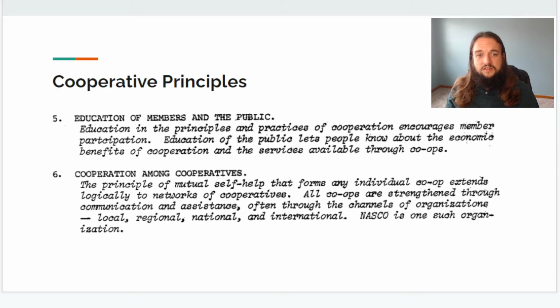And 6, cooperation among cooperatives. The principle of mutual self-help that forms any individual co-op extends logically to networks of cooperatives. All co-ops are strengthened through communication and assistance, often through the channels of organizations, local, regional, national, and international. NASCO is one such organization, and I highly encourage you to attend NASCO's annual trainings. I've been there, and they're so good.